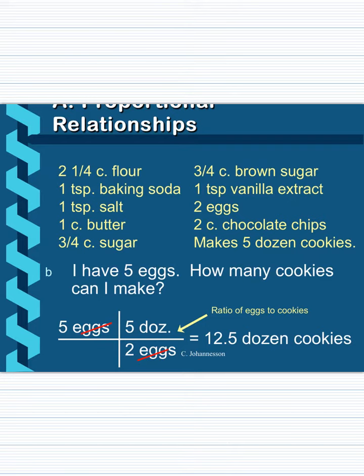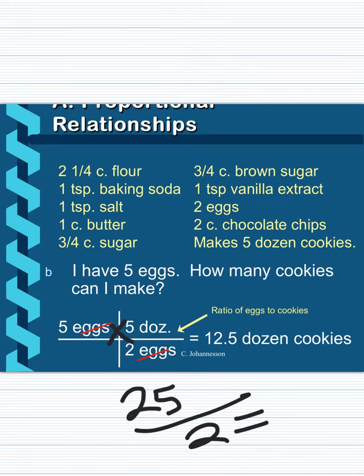And what do you do? What did you learn from conversion? You learn that you multiply all of the top numbers, and that you divide by your bottom number. So you're going to do 5 times 5 is 25, divide by 2, and your answer is 12.5.